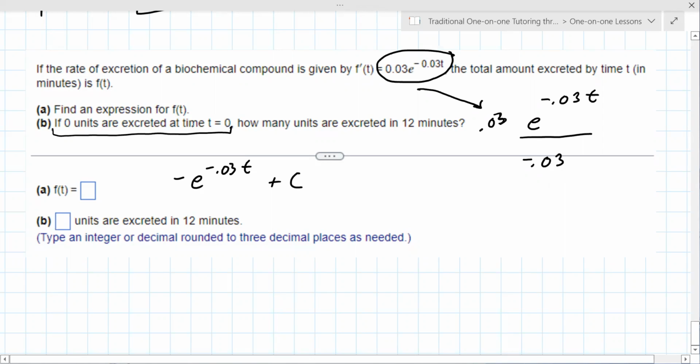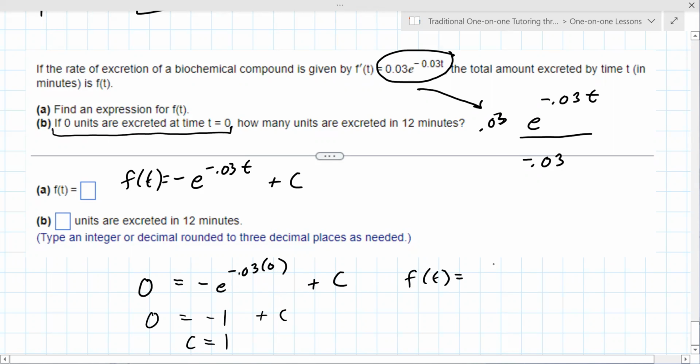I think we should find the value of C and use that for part A. So the idea is that if there's 0 units there, it's the same as putting 0 in for t. And you might think that C is 0, but e to the 0 is actually 1. So this becomes 0 equals minus 1 plus C, and then you add 1 to both sides. So C ends up equaling 1. So your f of t, what I would put if this were me, would be 1 minus e to the minus 0.03t. I would probably do that for part A.